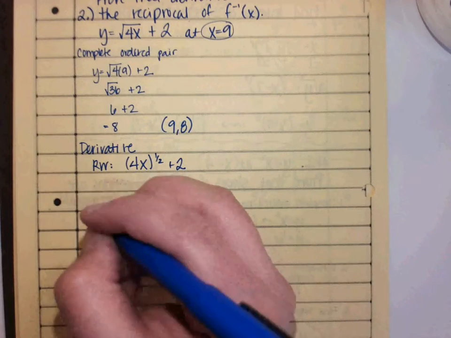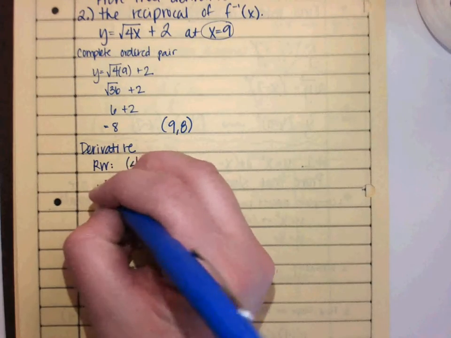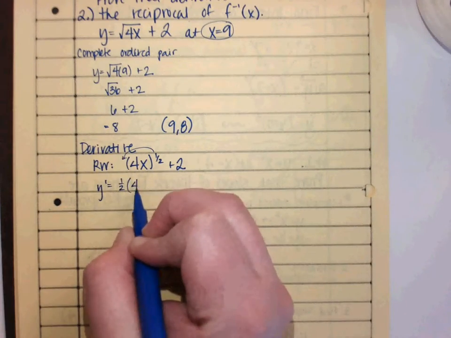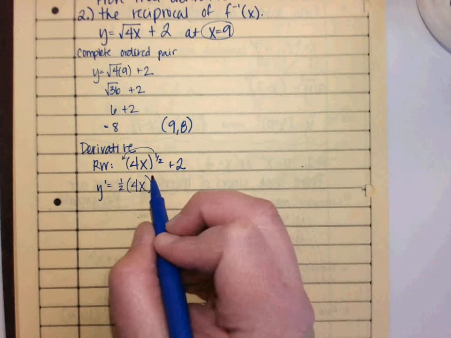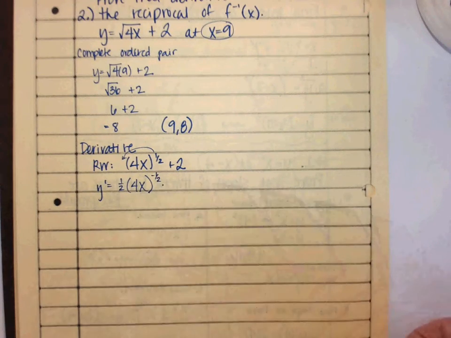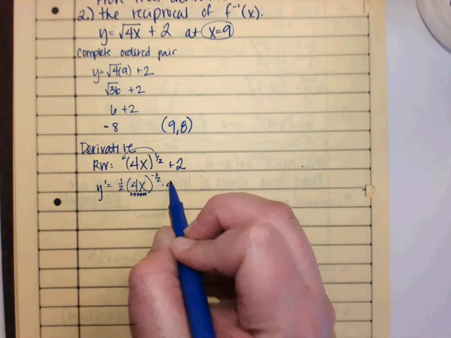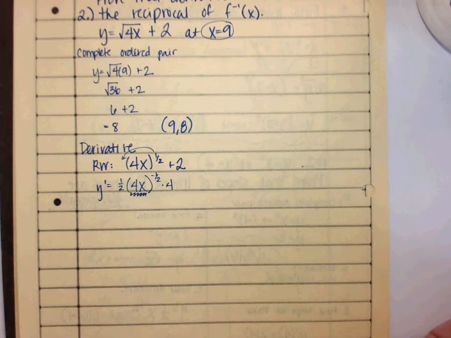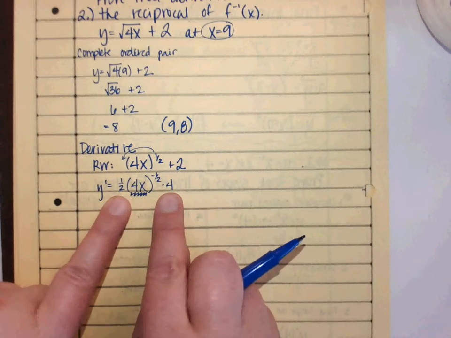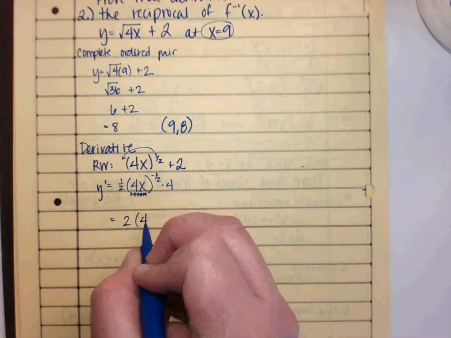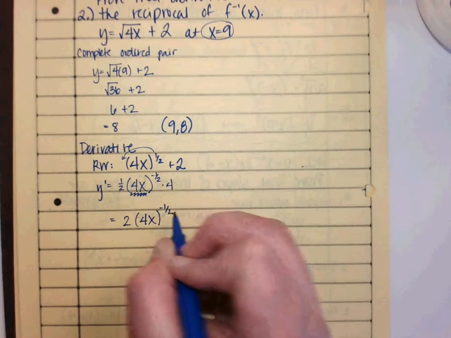So y prime equals, take your 1/2, times it down to the front. What's the power on 4x now? Negative 1/2. Chain rule, times by the derivative of the core. What's the derivative of 4x? 4. Times 4. What about the plus 2? 0. Then I'm going to multiply these. So what is half of 4? 2. So really I have 2 times 4x to the minus 1/2.